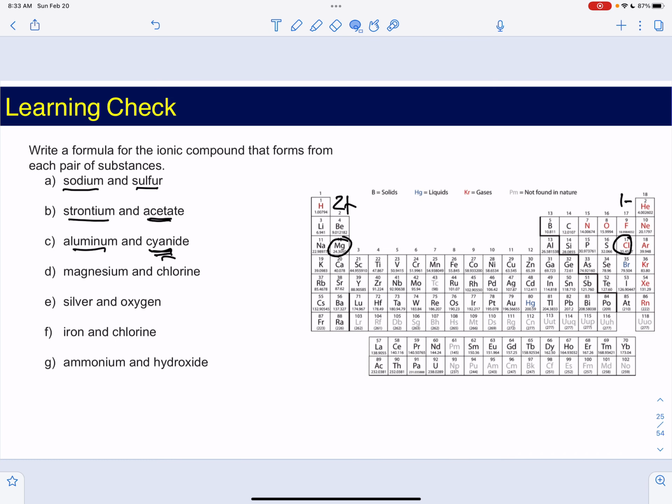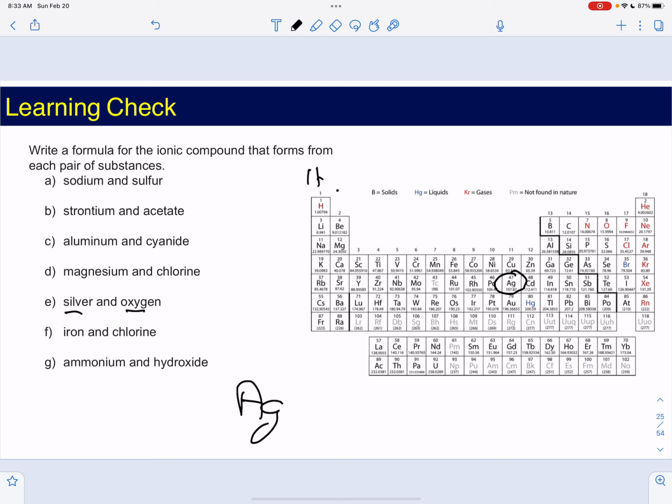What about silver and oxygen? Silver is going to be right here. So be careful. Silver is a transition metal. So what charge would that be? This is 1 plus, this is 2 plus.